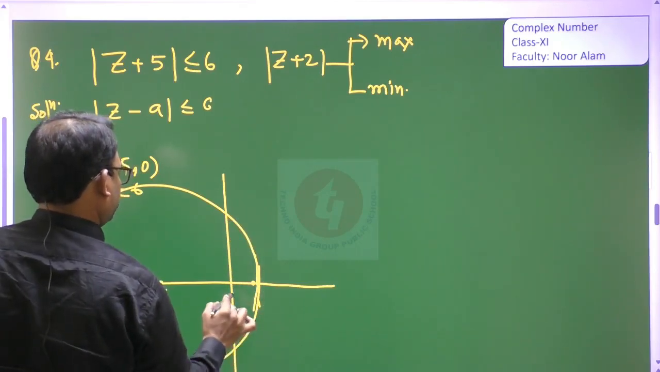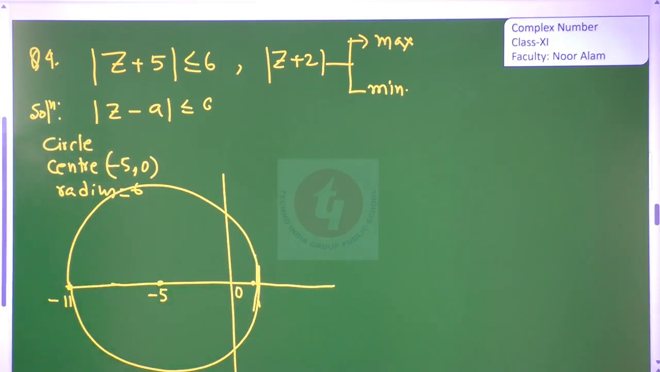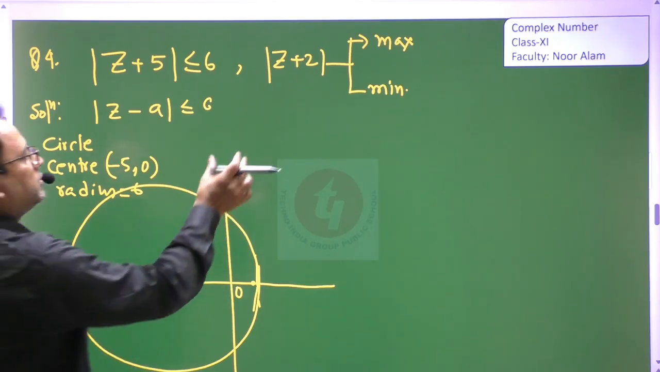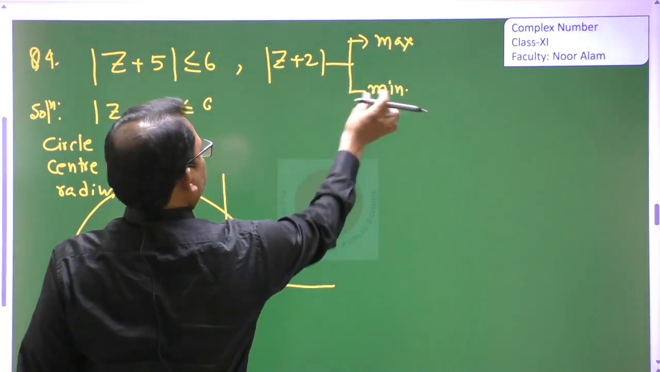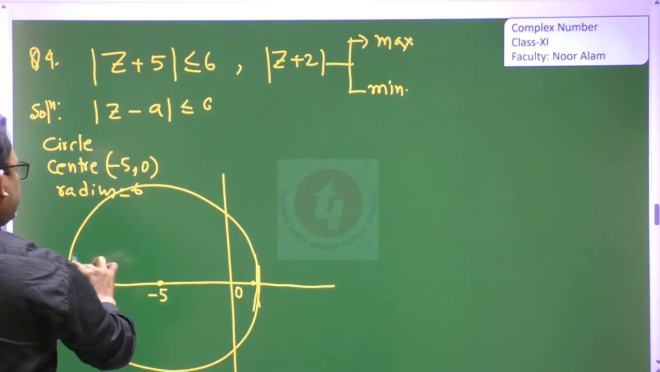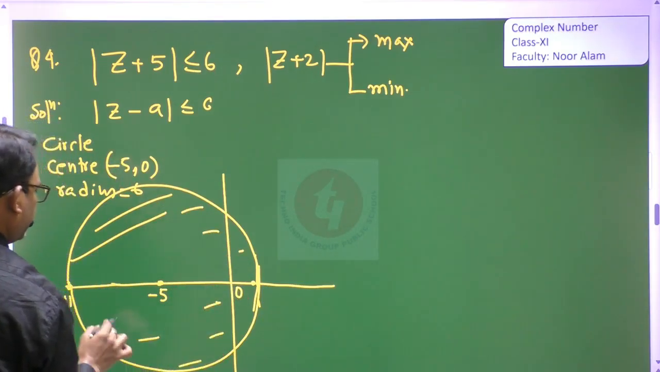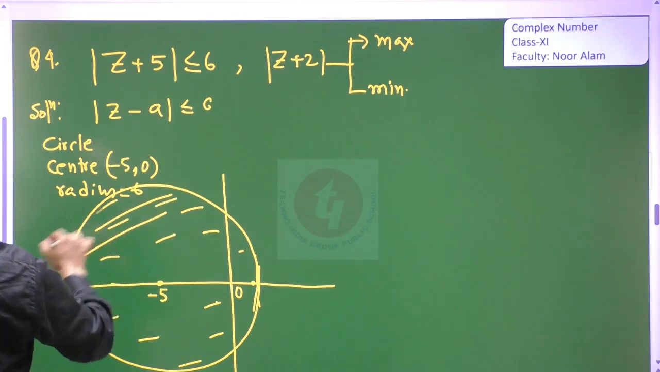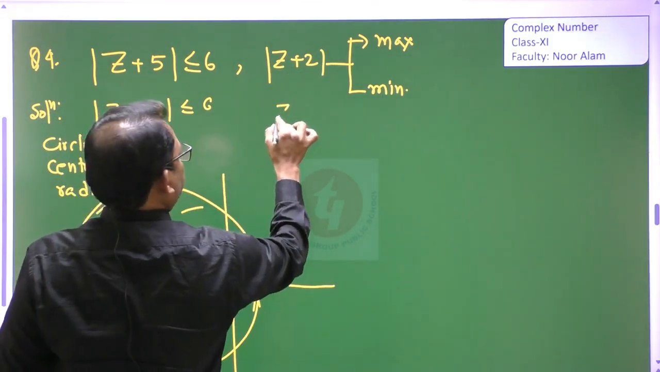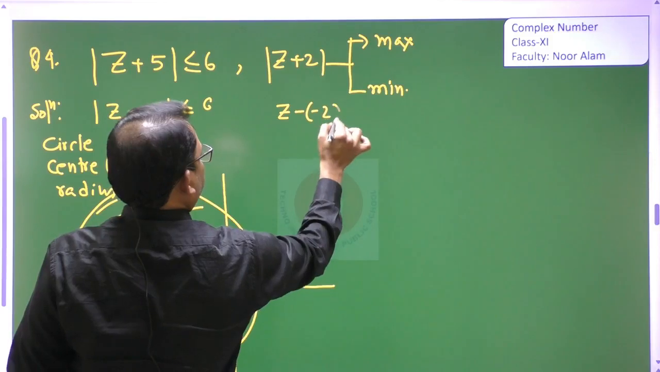This one is our circle. This is the center of this circle. Now what we are going to find out is the maximum and minimum value of the modulus of z plus 2. What is z? z is every point on this circle. All the points on this circle are z. So z plus 2 is actually z minus (minus 2).